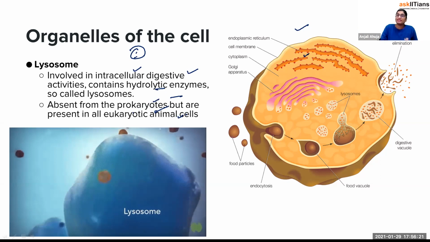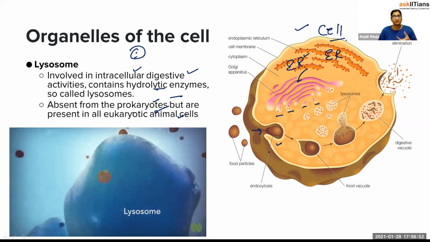In this diagram, they have shown this. See, this is a cell. I did not see the diagram very carefully, but this is the endoplasmic reticulum. From the endoplasmic reticulum, material comes into the Golgi apparatus, and from the Golgi apparatus, the lysosome is formed in the form of a vesicle. So now here food is coming, food vacuole. Food particle, endocytosis happens. Endocytosis means when something is entering inside.